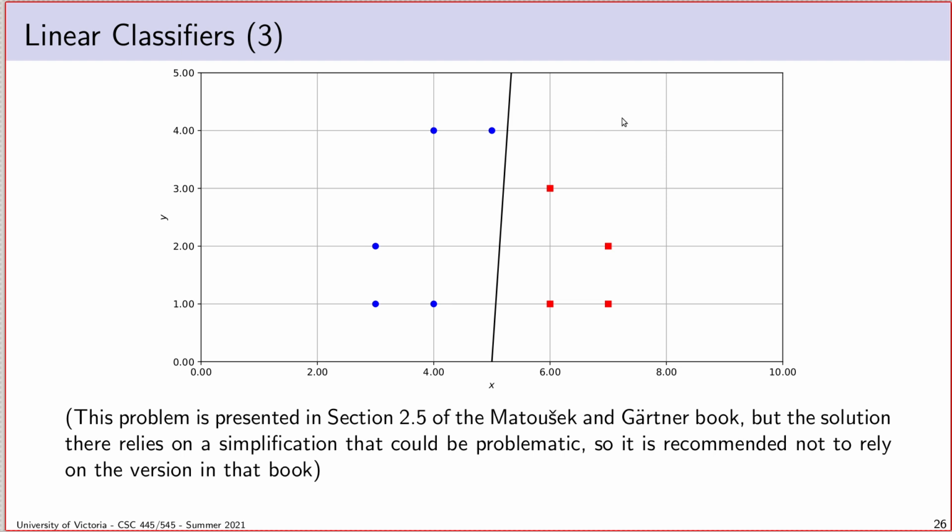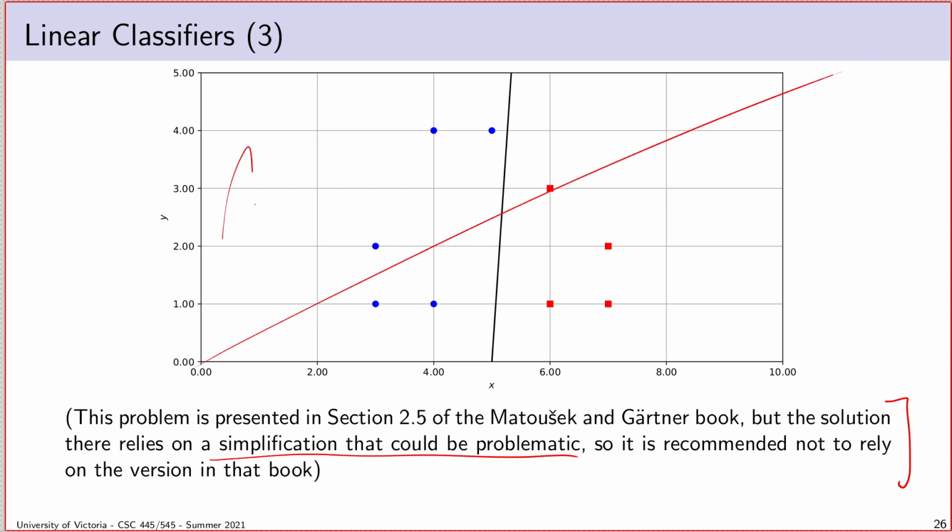Now, this problem is also presented in one of our books, and I do not like the way that they present it. I really don't like it. When the slide says a simplification that could be problematic, obviously, that's diplomatic slide talk. What that's referring to is that it appears they are trying to assume that a particular set, A or B, so let's say blue in this case, will always be on the left, or blue will always be sort of vaguely up here.